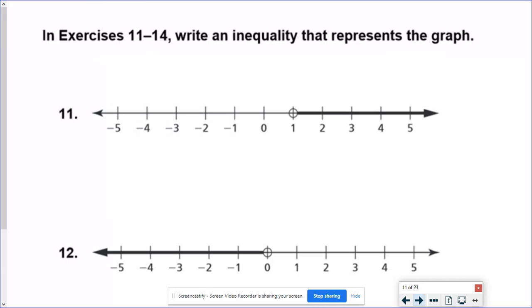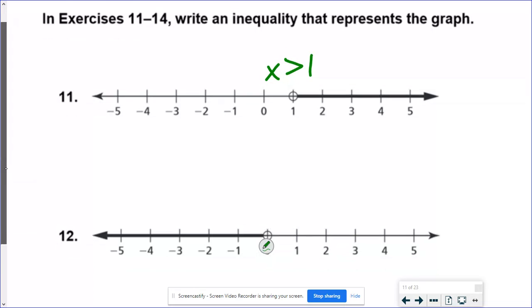In these next couple of problems, I'm going to give you the graph, and you have to come up with the inequality. So it's basically backwards from what we just did. In number 11, remember, I'm going to pick a variable. I'm going to use x's because that's what we tend to do on a horizontal number line. And 1 is my important number. This is not filled in at 1. So I'm not going to get the equal line underneath, but it's going to the right. That's a greater than.